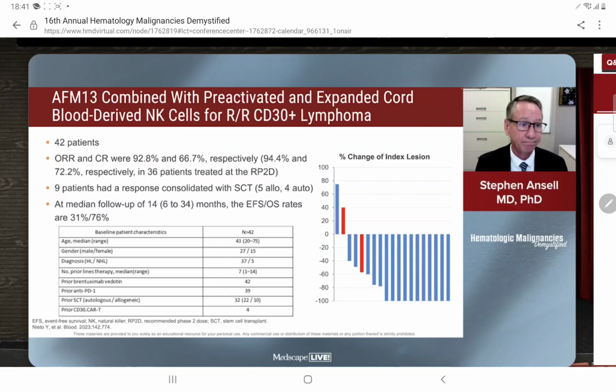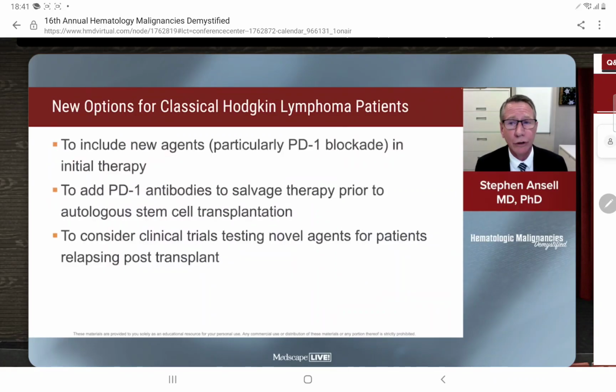So to conclude, what are the new options for managing Hodgkin lymphoma? I think you've heard me say multiple times now, using new agents, brentuximab vedotin being one, but particularly highlighting the value of PD-1 blocking antibody added to initial therapy is very valuable. Adding PD-1 antibodies to salvage therapy, particularly for patients going to transplant, appears to improve their outcome. And then utilizing these novel agents, CAR T cells, bispecific antibodies, and new checkpoints in clinical trials will allow us to understand how to manage patients who have failed post-transplant.